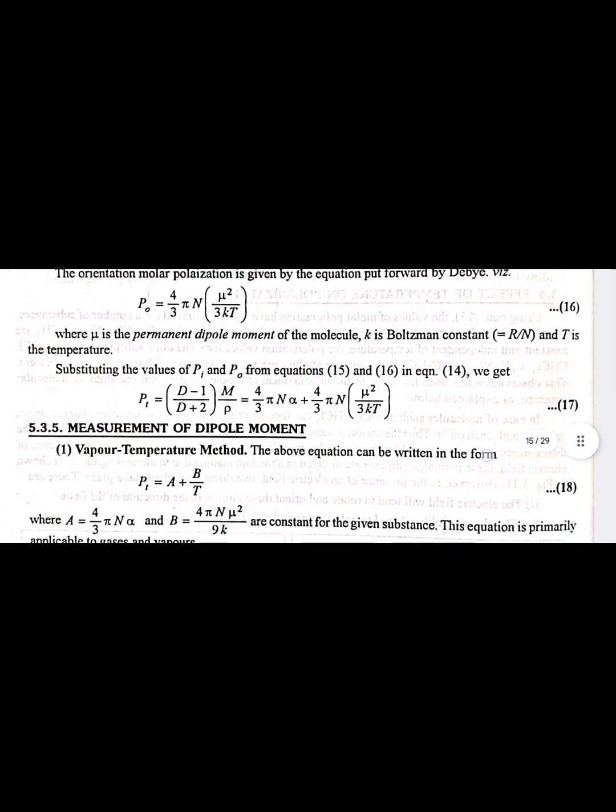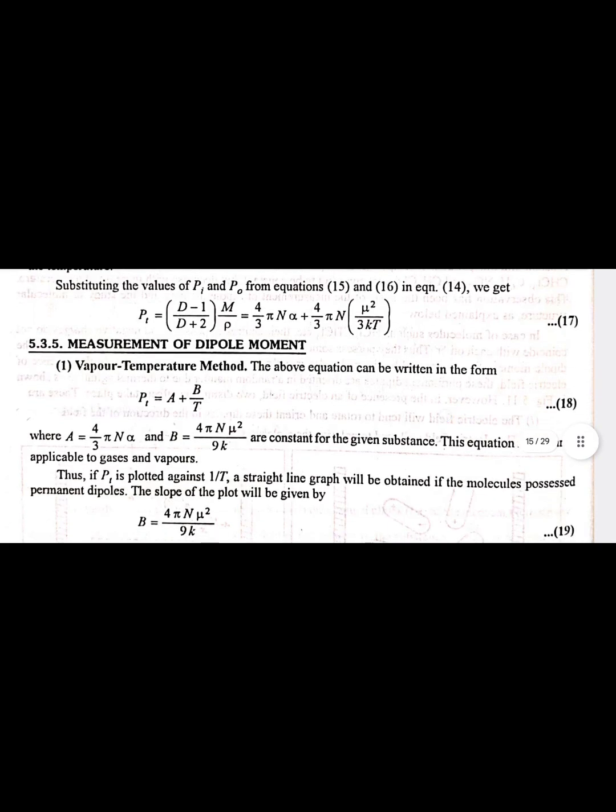Equation 16, where μ is the permanent dipole moment of the molecule, k is the Boltzmann constant equal to R by N, and T is the temperature. Substituting the values of Pi and P naught from equations 15 and 16 in equation 14, we get Pt is equal to (d minus 1) upon (d plus 2) into M by rho is equal to 4 by 3 pi N alpha plus 4 by 3 pi N into mu square upon 3kT. Equation number 17.